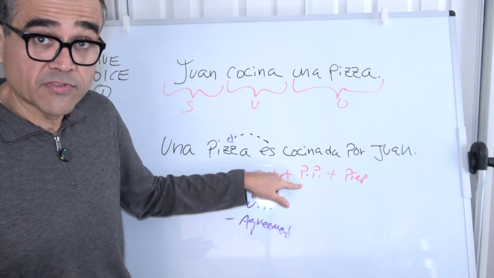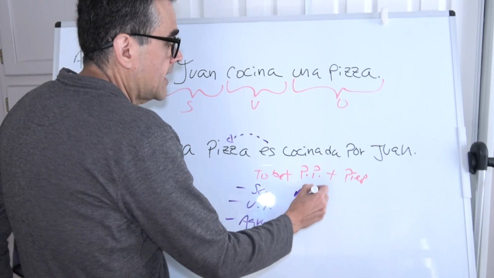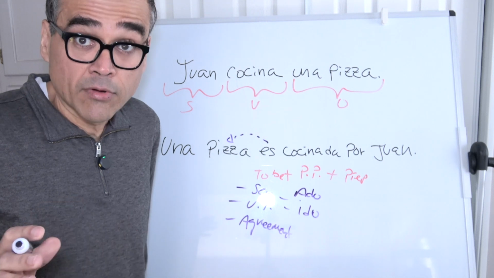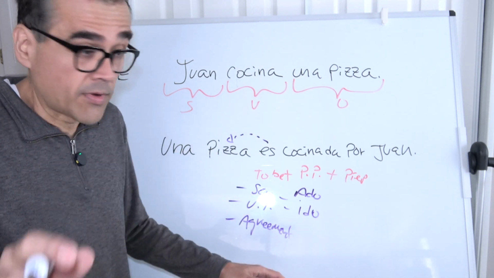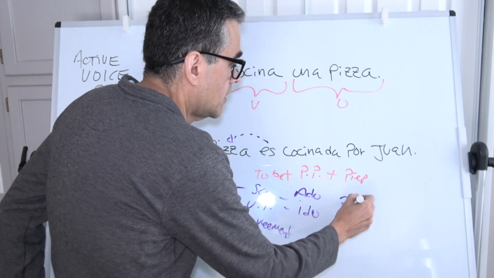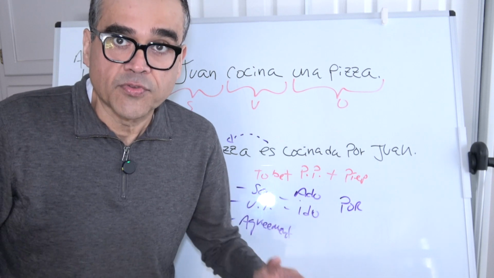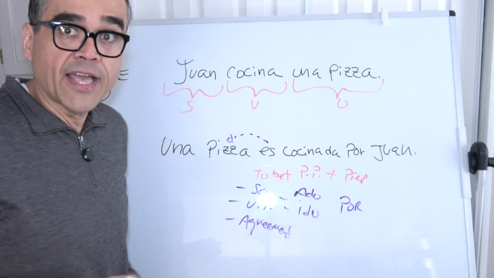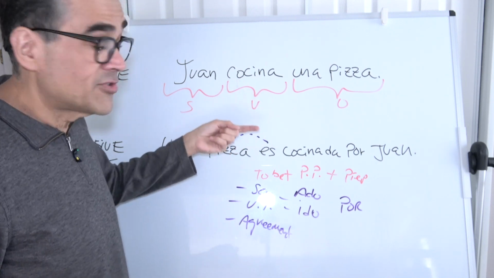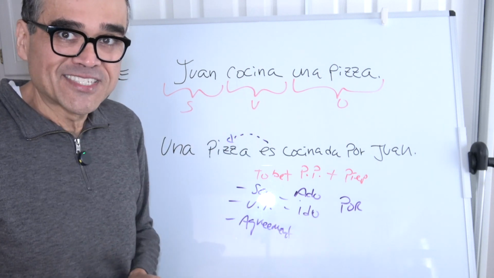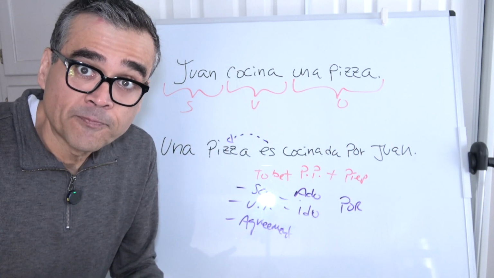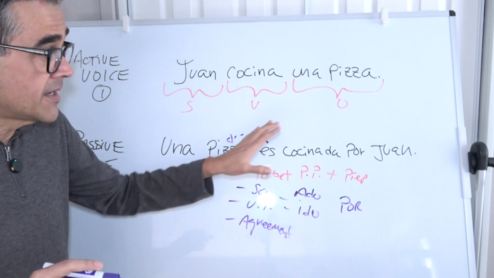What are the endings of the past participle? The regular ones are ado, ido. Those are the regular ones. We also have irregular ones like to, cho, so. Plus the preposition, which is por 100% of the time. And with these simple elements, you transform an active voice into a passive voice sentence. And I like it because it's very simple. It's like a recipe. You just follow the steps and you get what you want.